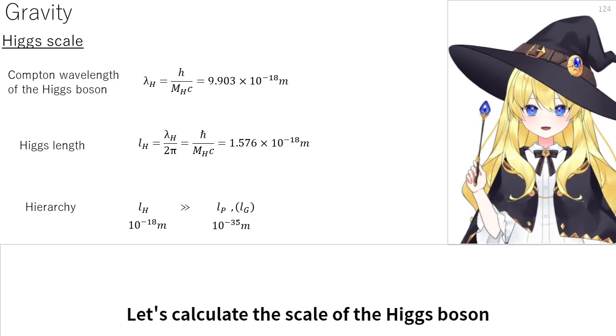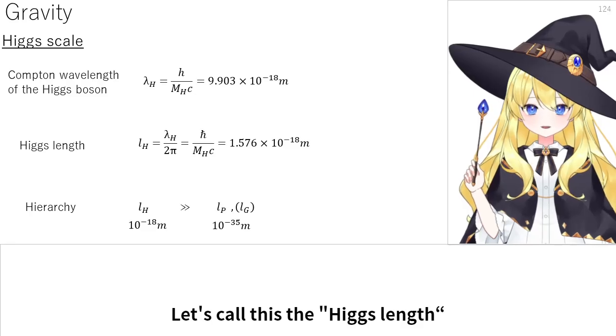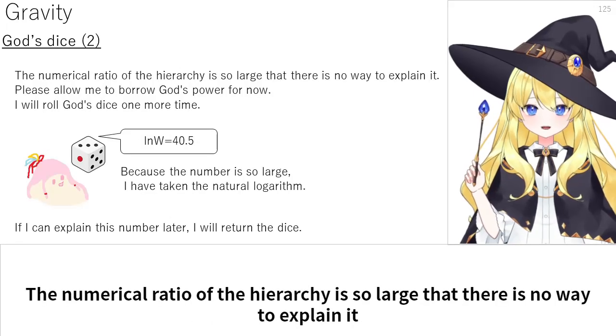Let's calculate the scale of the Higgs boson. Divide the Compton wavelength of the Higgs boson by 2 pi. Let's call this the Higgs length. The numerical ratio of the hierarchy is so large that there is no way to explain it.